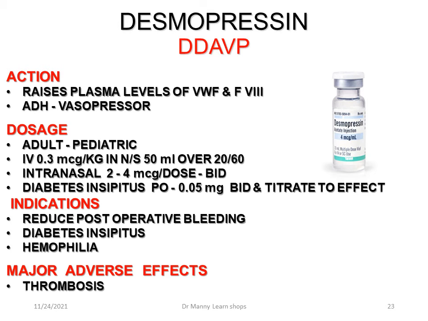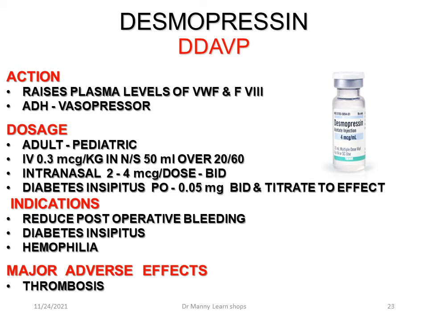You've also got desmopressin, DDAVP, and this raises plasma levels of von Willebrand factor and factor VIII. It's also an antidiuretic hormone, a vasopressor. Both adult and pediatric doses are the same, 0.3 micrograms per kg in 50 ml of saline over about 20 minutes. It can also be given intranasally, 2 to 4 micrograms per dose, twice a day. It can be used for diabetes insipidus as a consequence of antidiuretic hormone problems.